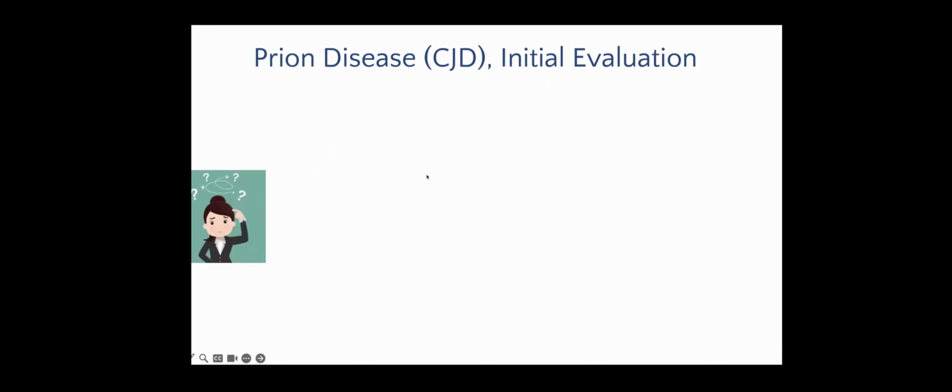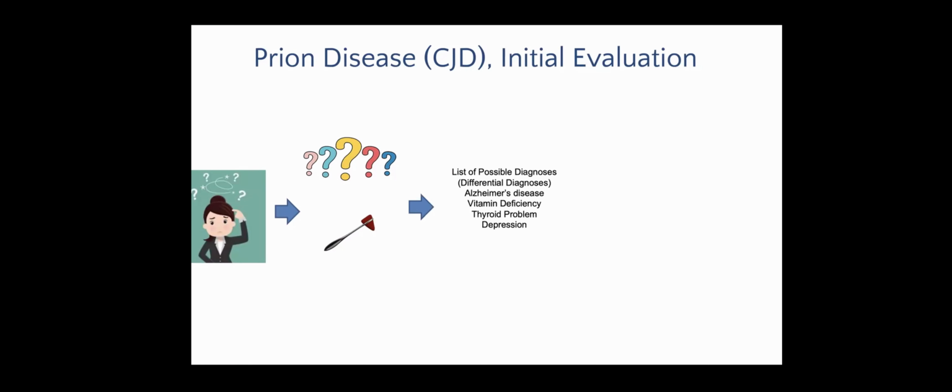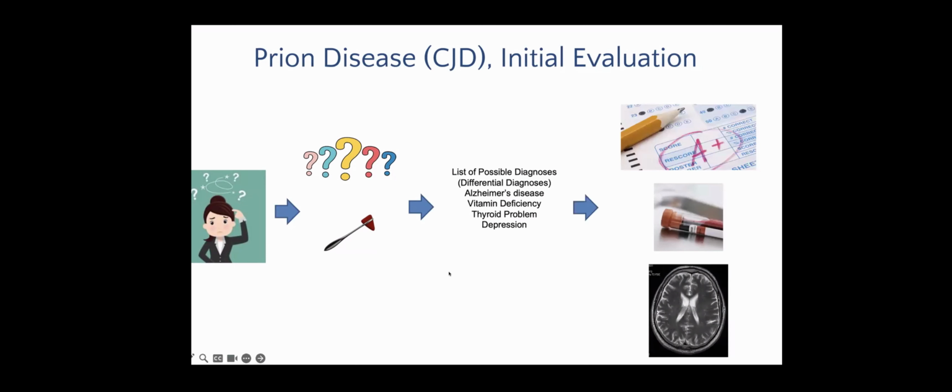So this individual shows up to their physician and they have some memory problems. So the doctor asks them questions about their memory problems. They do an exam. And then again, depending on the syndrome or the collection of symptoms that the doctor is able to get from the patient, they have a list of possible diagnoses that they have to consider. That could be Alzheimer's disease, vitamin deficiencies, thyroid problems, depression. But they're going to take that list and then they're going to order tests that could be helpful to figure out which of those conditions is actually going on in that patient.